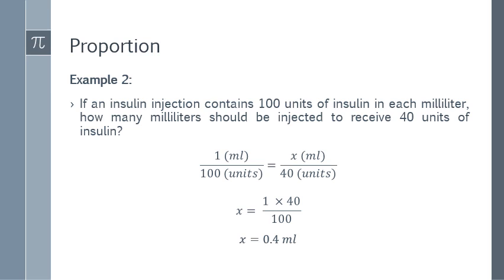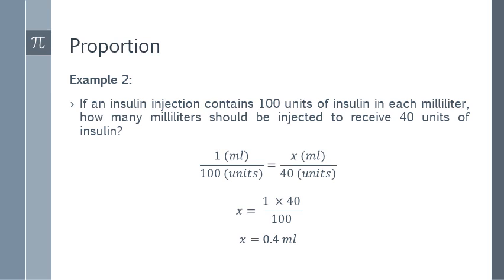Example number 2 is, if an insulin injection contains 100 units of insulin in each milliliter, how many milliliters should be injected to receive 40 units of insulin? In the first part of the equation, we will place that 1 ml contains 100 units. So 1 upon 100 will be equal to how many ml required for 40 units, that is x upon 40.